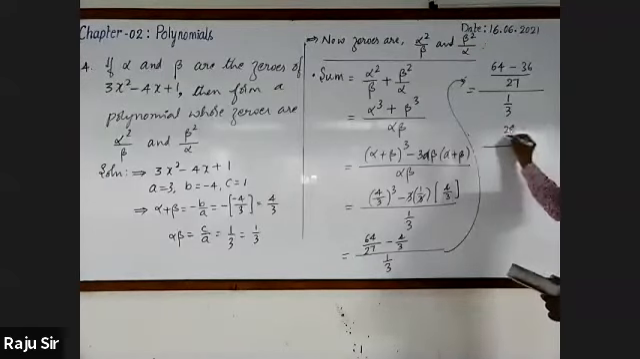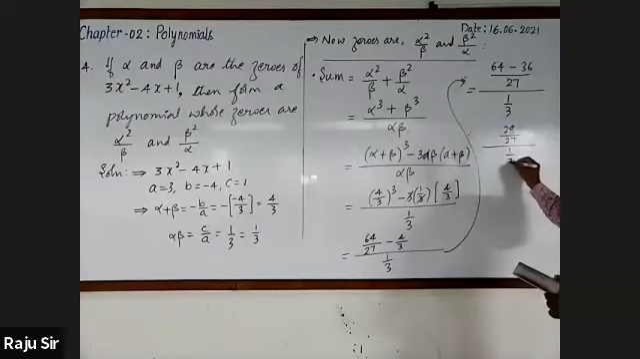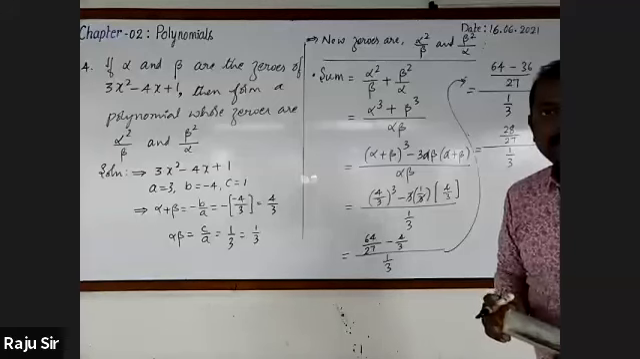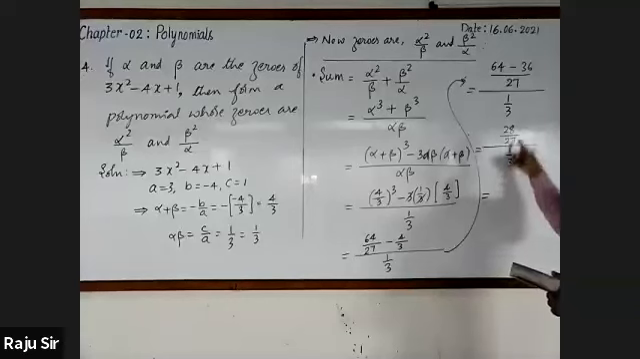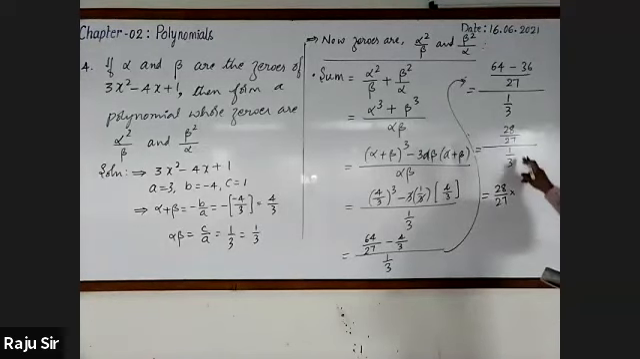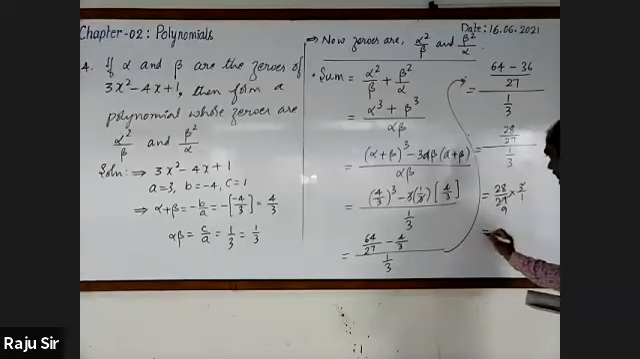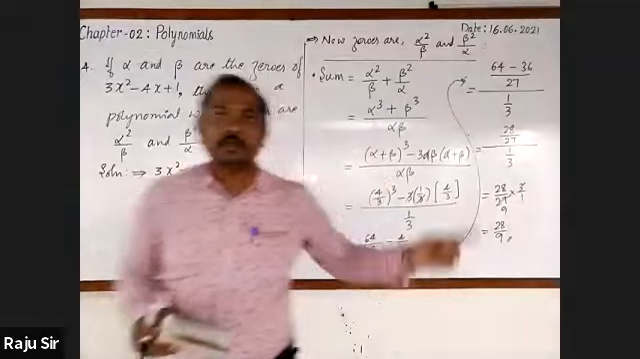28, sir. 5 minus 3 is 2, so 28 by 27, whole divided by 1 by... Have you got the same? Yes, sir. Directly you can cancel it, or else I'll write it like this: 28 by 27. Take the reciprocal of the denominator. It is 3 by 1. This will be 3 by 1. Now cancel it. 3 ones are 3, 3 nines are 27. This is 28 by 9. Have you got the same?